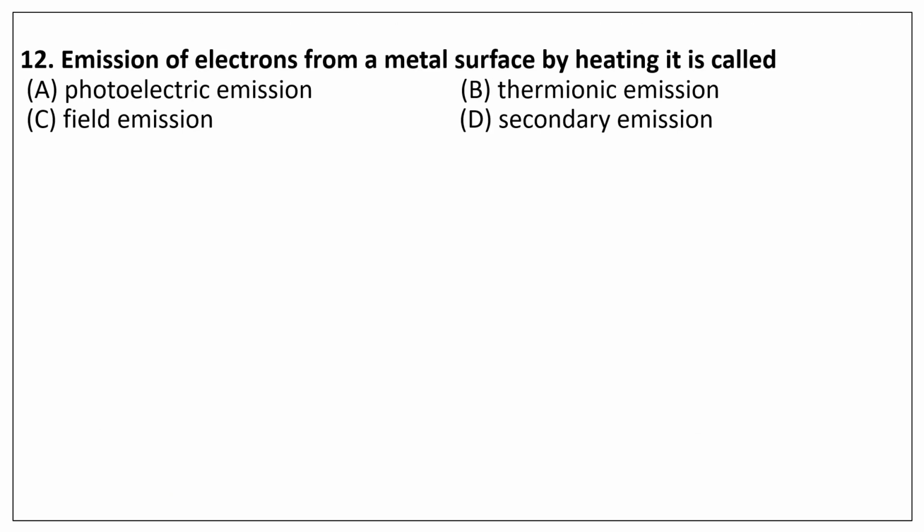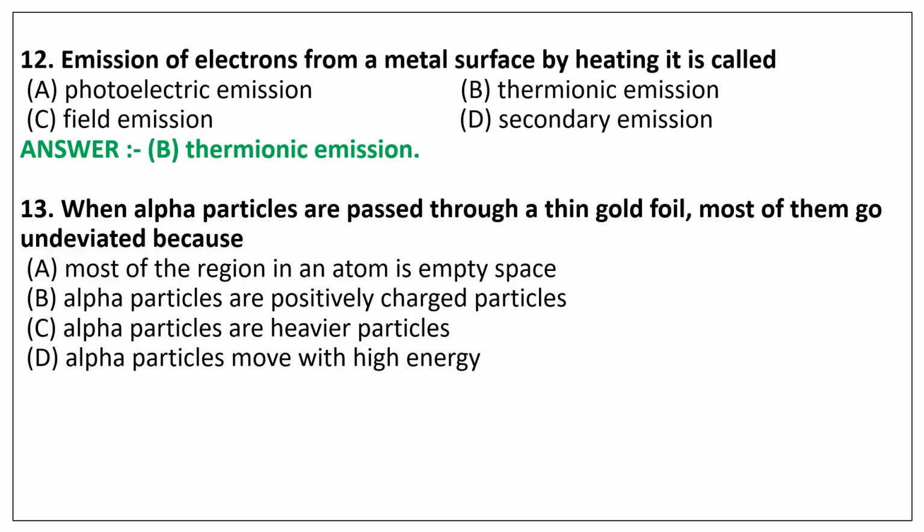12. Emission of electrons from a metal surface by heating it is called A. Photoelectric emission, B. Thermionic emission, C. Field emission, D. Secondary emission. Answer B. Thermionic emission. 13. When alpha particles are passed through a thin gold foil, most of them go undeviated because A. Most of the region in an atom is empty space, B.